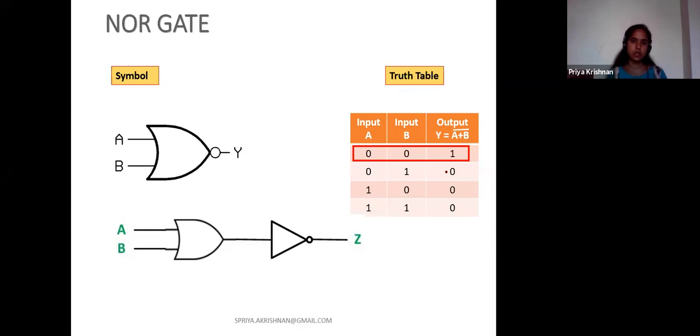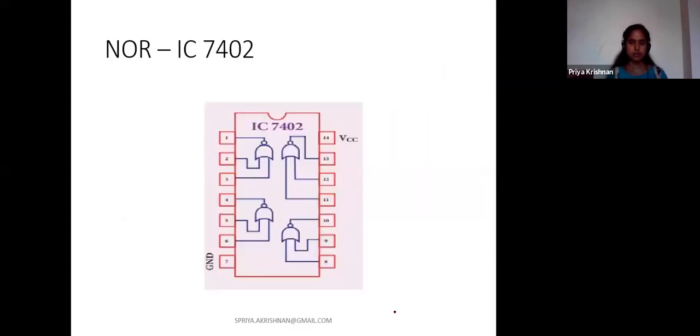So how can you easily recall the symbol of the NOR gate? Draw the OR gate and put one bubble in front. The NOR gate IC is 7402. Here too we have four NOR gates, but you can see all the gates are inverted. Pin number 1 is output, 2 and 3 are inputs, 4 is output, 5 and 6 are inputs. So when giving connections to the NOR gate, you have to always refer to the pin diagram and make the connections.